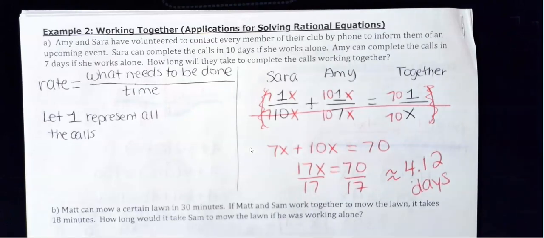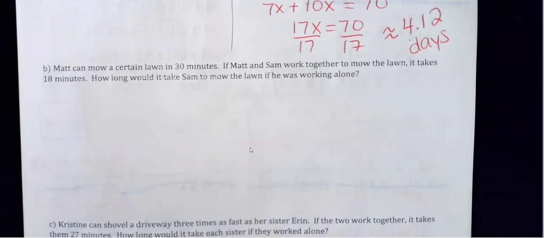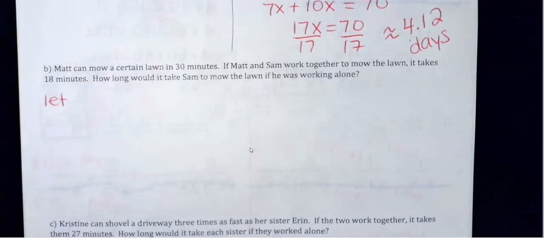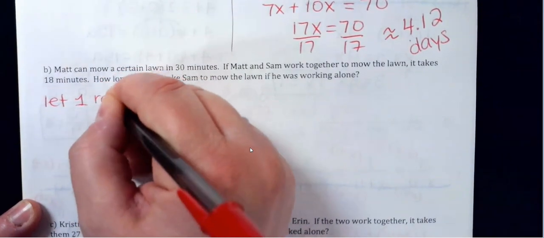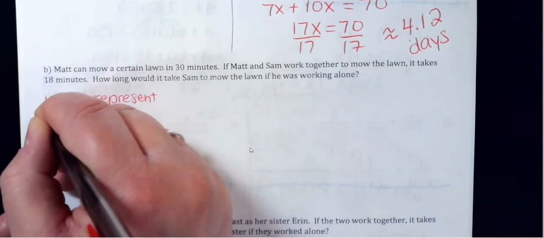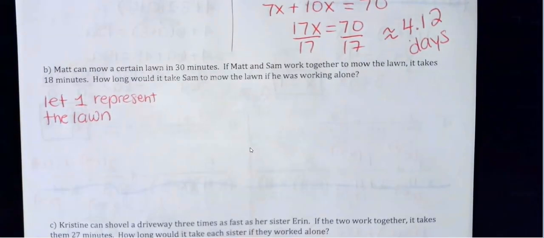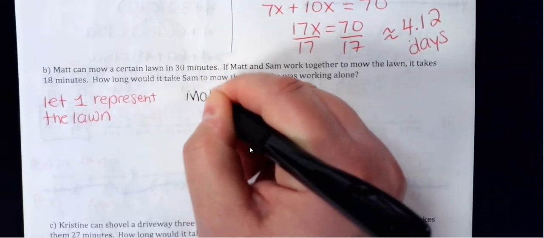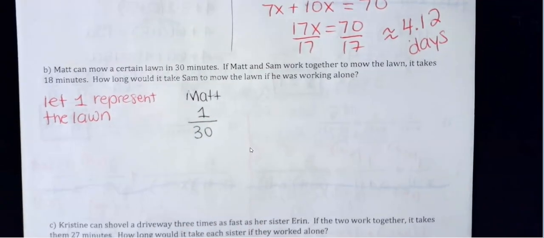Okay, let me scooch this up. Each one of these is just set up a little differently. Okay, so this says Matt can mow a lawn in 30 minutes. So I'm going to do kind of the same thing here because it doesn't tell you how big the lawn is or anything like that. So I'm going to let 1 represent the whole lawn. All right, so it says Matt, the whole lawn he can mow in 30 minutes.